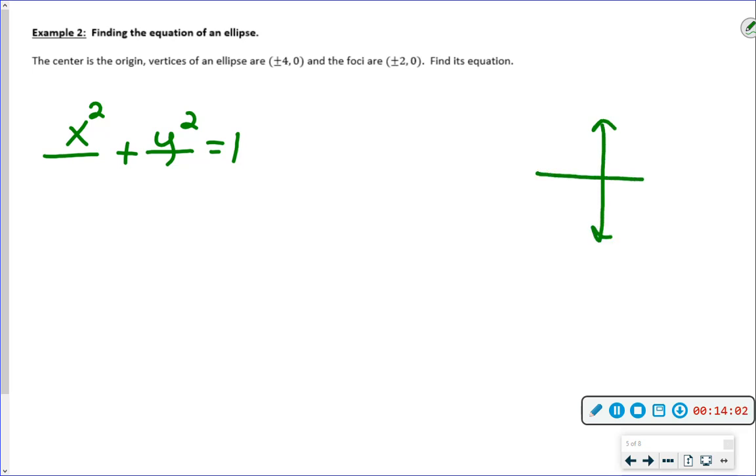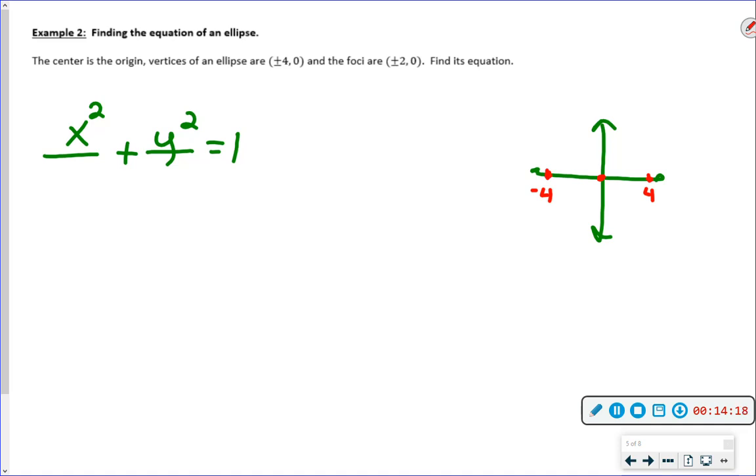So it says right now, let's see, center's at the origin. Got it. And it says the vertices are at 4, 0. I'm not going to mark out all the tick marks. I'm just going to estimate it here. Okay, so let's start with this information.